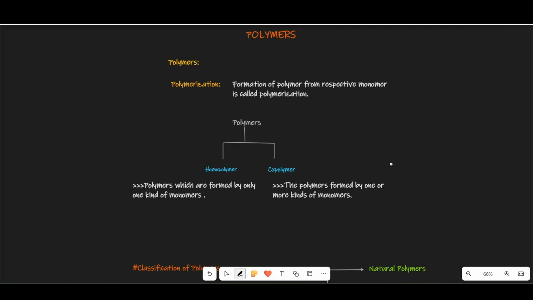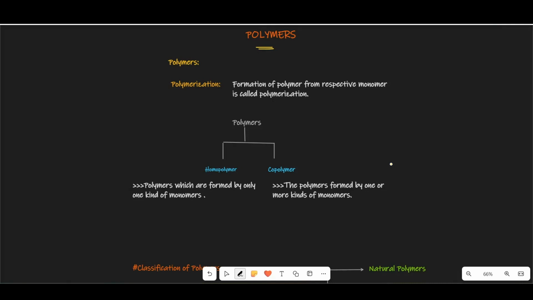Hello guys, in this video I am going to teach you about the polymers chapter. As we know, this is a theory topic, right? So just try to revise this, and after seeing this video try to read at least once the NCERT textbook. Now let's start our video.